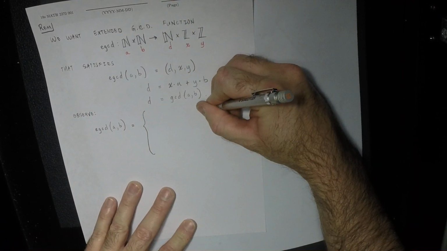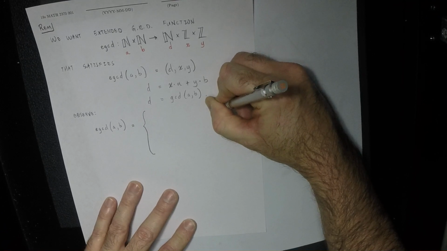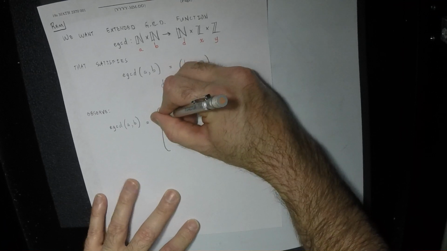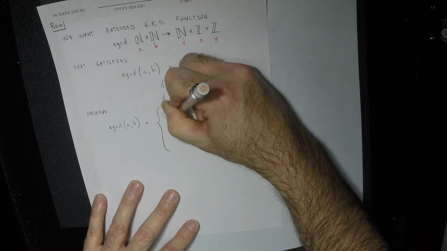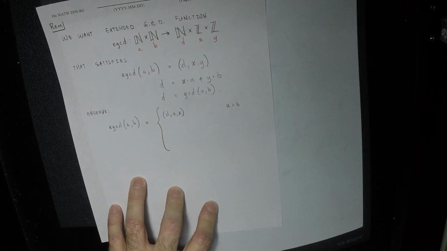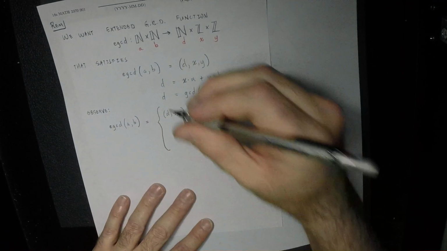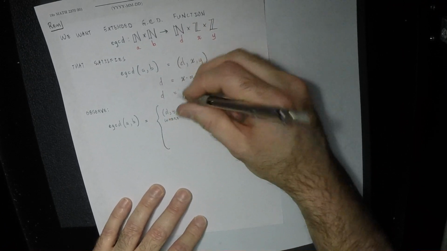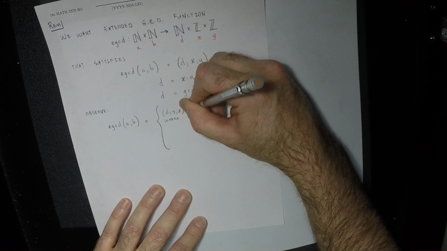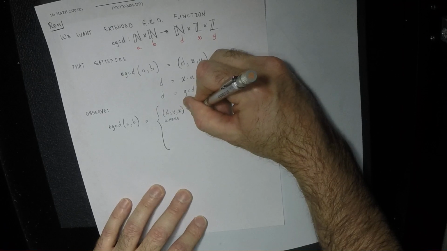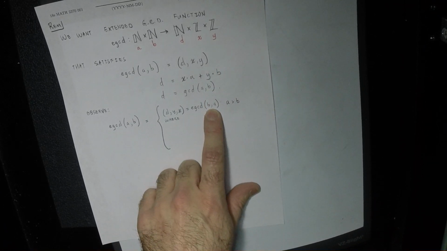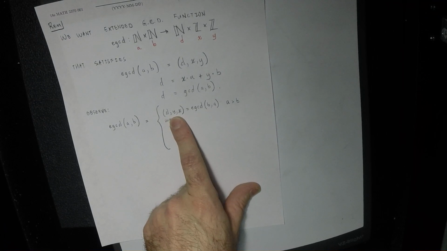So the guard, to get into the reordering clause, is going to be A greater than B. If that's the case, then the arguments are out of order, and we don't like that. So in this case, the answer would be D, Y, and X, where D, Y, and X are obtained in this way: EGCD of B and A. So notice that the inputs are reordered and the outputs are reordered.